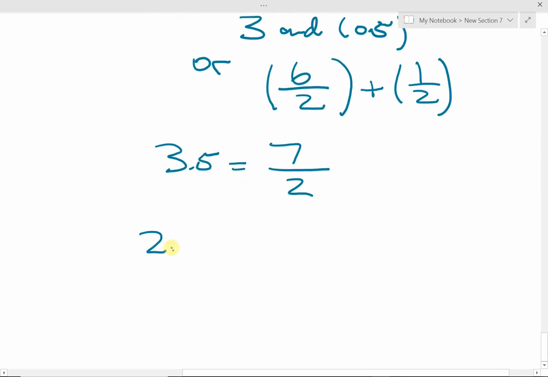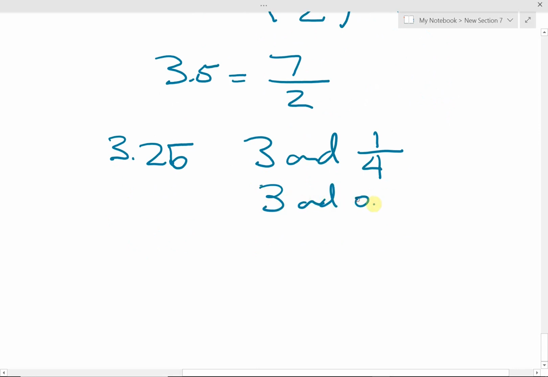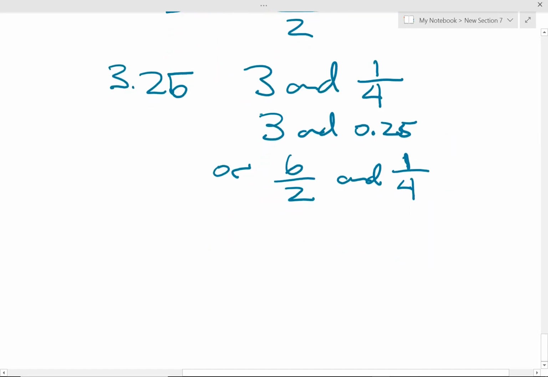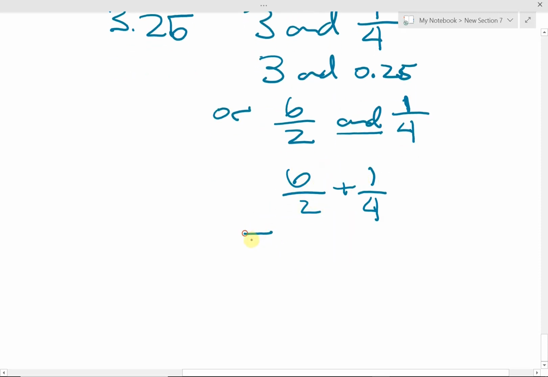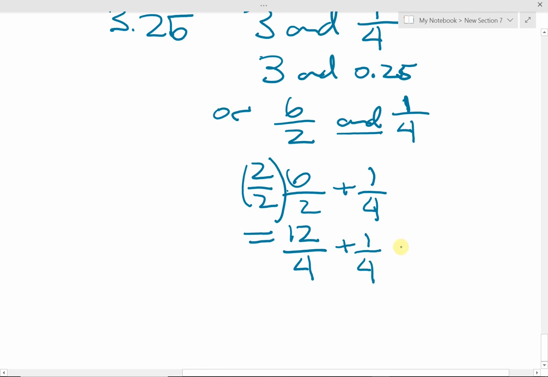So we could do 3.25. That's 3 and 1/4, or 3 and 0.25, or we could write this as 6 over 2 and 1/4. So we put this together, you're adding like these. This is 6 over 2 plus 1/4. But then we have to put this in terms of 4, so we multiply by 2. Multiplying top and bottom by 2, essentially this is 2 over 2, which is 1, times 6 over 2, which is 12 over 4, plus 1/4. And then this gives us 13 over 4.